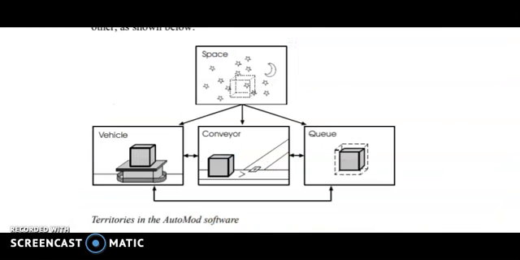So the final question is, can a load move from the territory of space to the territory of a conveyor system without first moving to the territory of a queue? And as demonstrated by this diagram, the answer is yes. It is not necessary to go to the queue to get to the conveyor. It can go straight from space to the conveyor without going to queue.